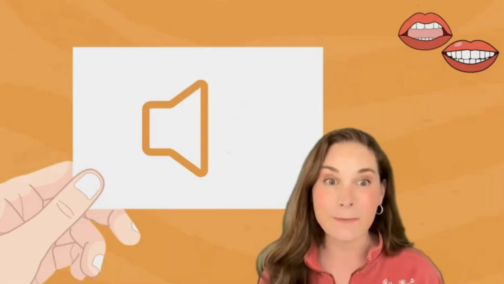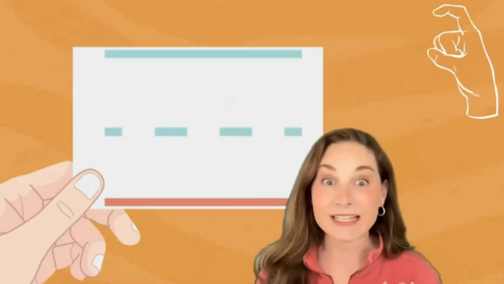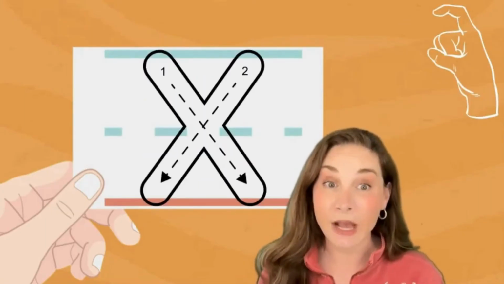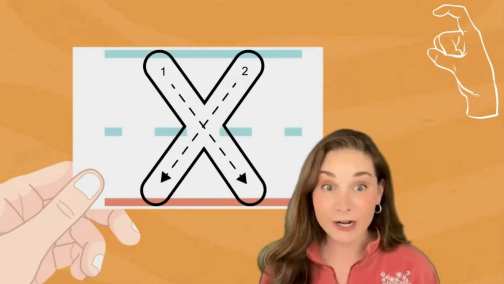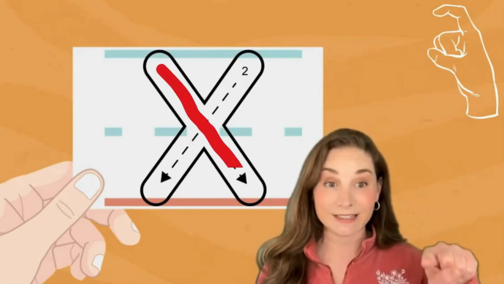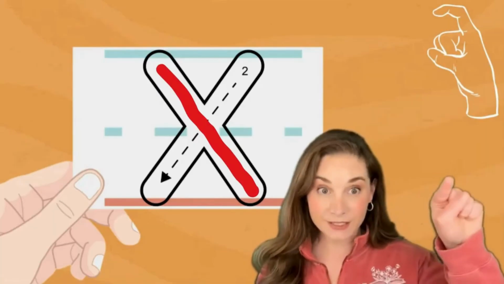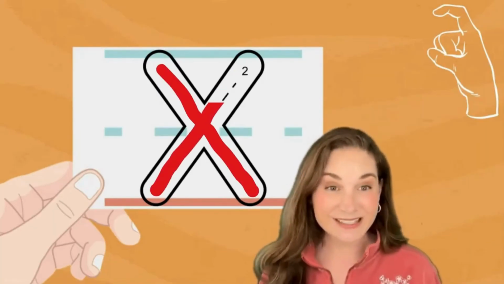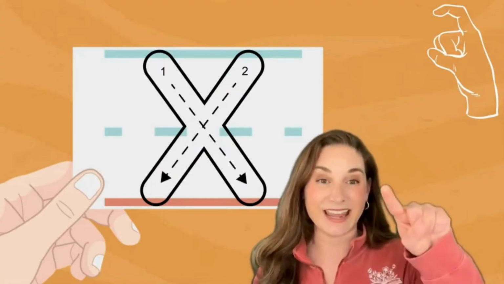Please write the letter that makes the sound X. This is how you write the letter X. You start at the top line and you do a slanted line down to the bottom. Then you hop back up to the top and do a slanted line the other way back down to the bottom. To trace the letter X, we're going to do the same thing in the air together.